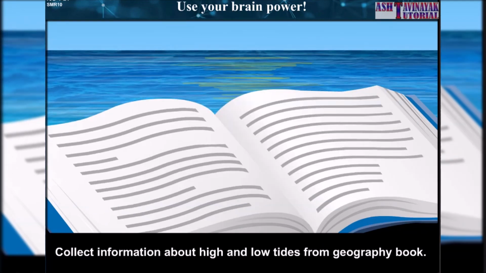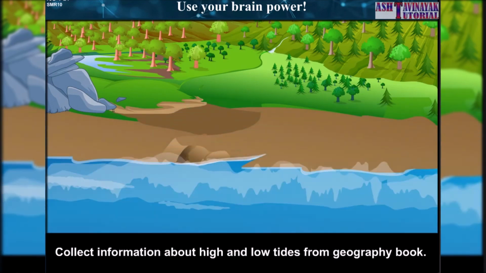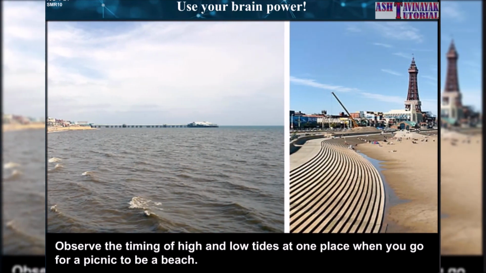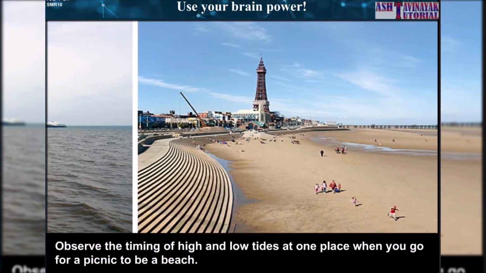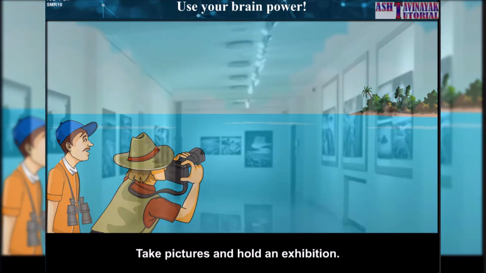Collect information about high and low tides from a geography book. Observe the timing of high and low tides at one place when you go for a picnic to a beach. Take pictures and hold an exhibition.